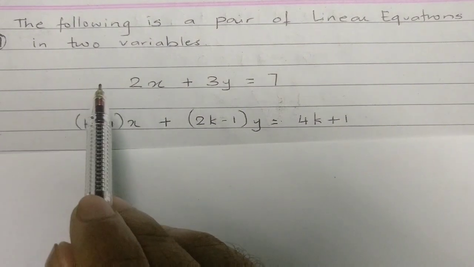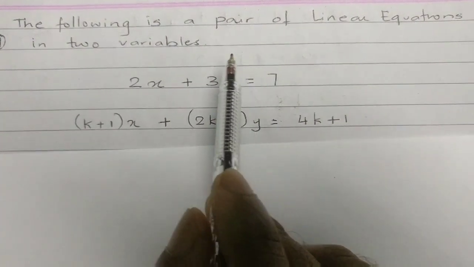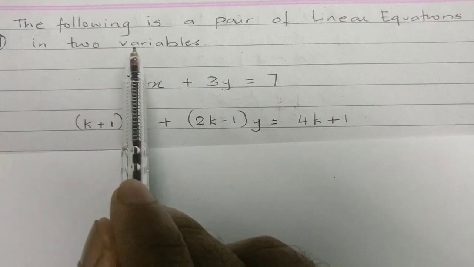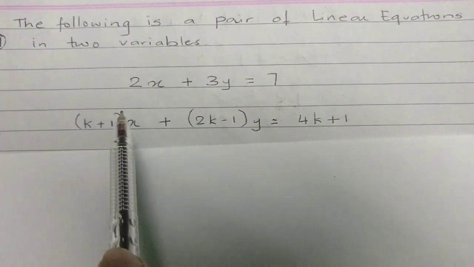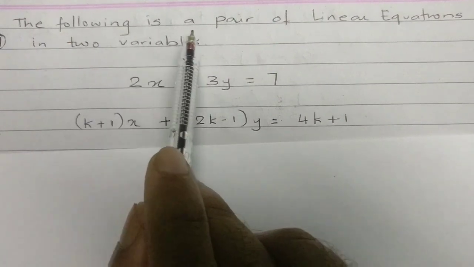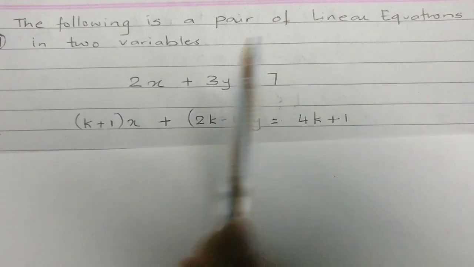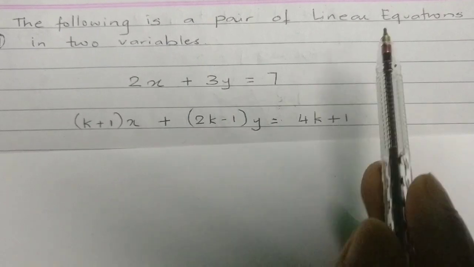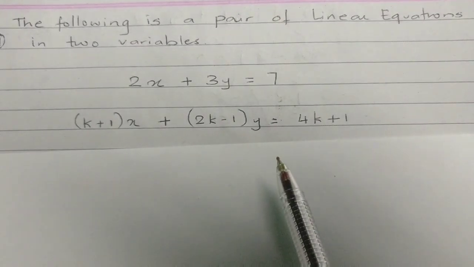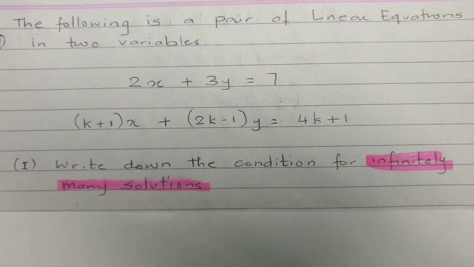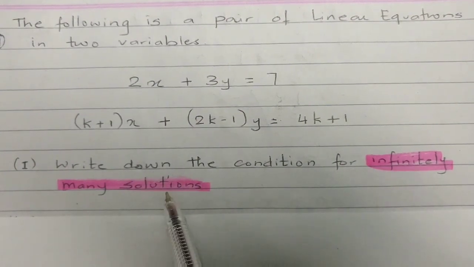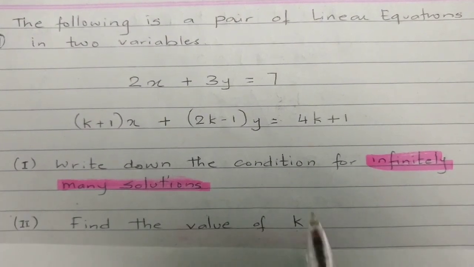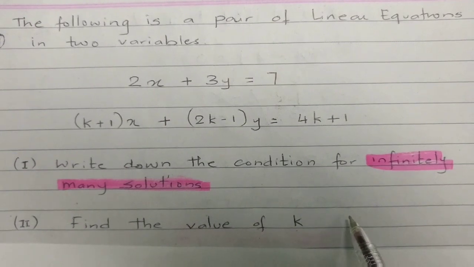Okay, let us take one problem. This problem was asked in the 2019 Goa board math paper, and the question is like this. The following is a pair of linear equations in two variables. So I have one equation over here, second one over here. Now what are they asking you? Write down the condition for infinitely many solutions. That's the first part. And the second part is find the value of k.